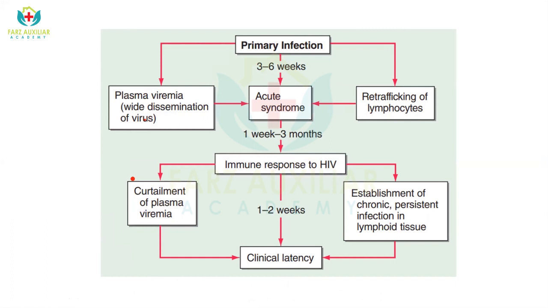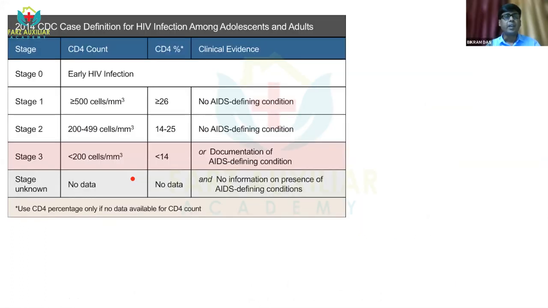This is the same diagram I told already. So how do we classify these HIV cases when they come to us clinically? CDC actually classifies these as per the CD4 criteria or CD4 percentage, along with some clinical evidence. It is stage 1 if CD4 is more than 500 and there are no AIDS-defining conditions. Again, no AIDS-defining conditions, but the CD4 is 200 to 499, it will be stage 2.